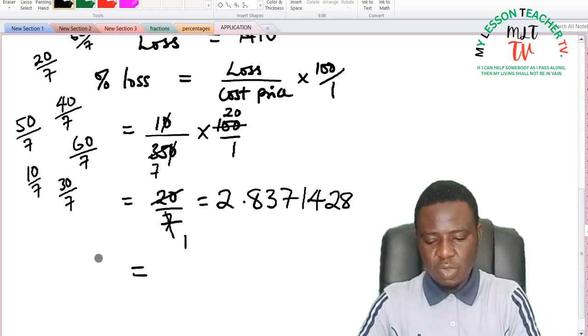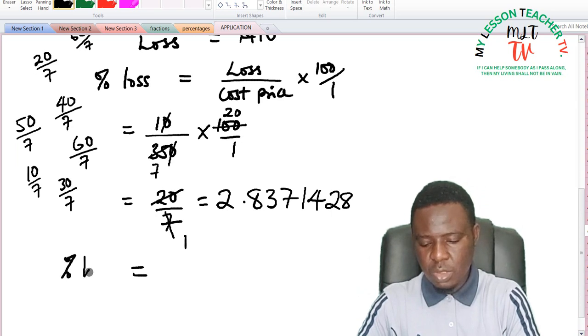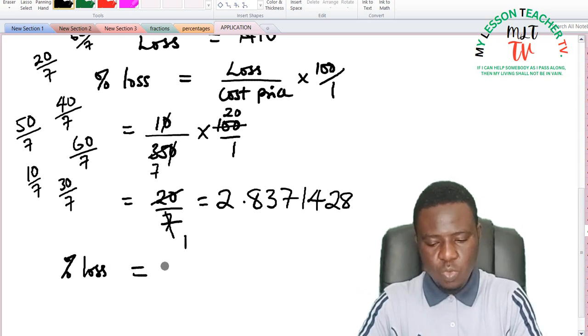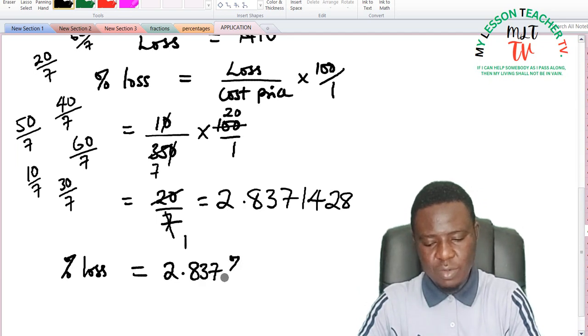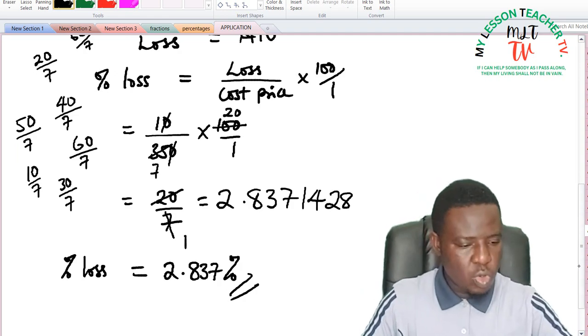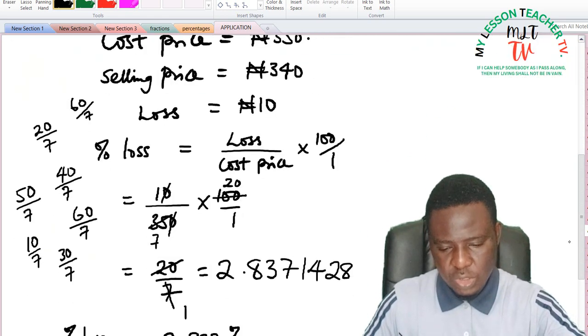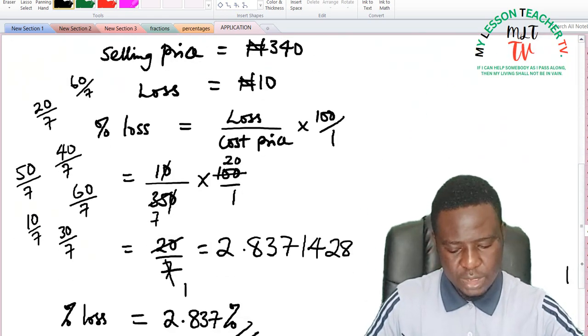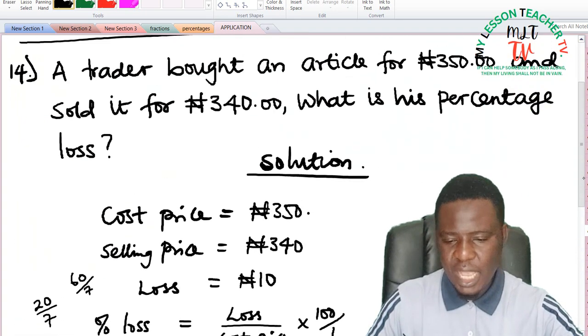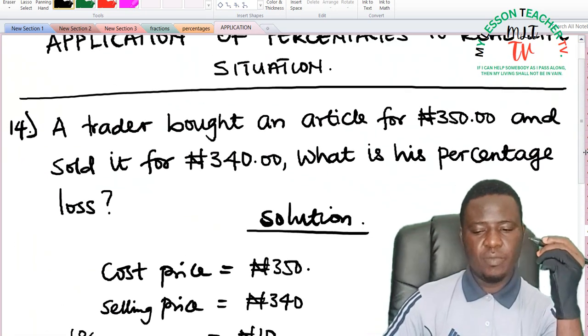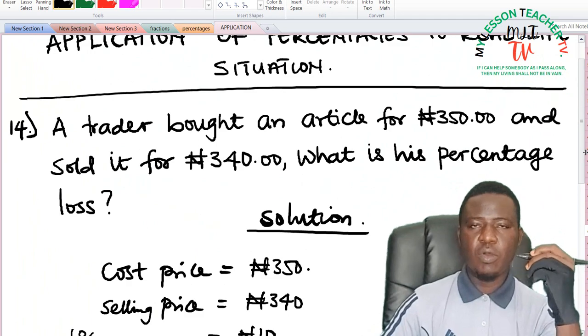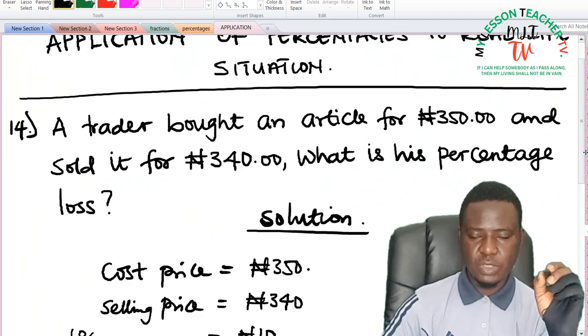So the percentage loss is said to be equal to 2.837%. So the seller made a loss of 2.837% after selling the article he bought, for a 10 naira loss.